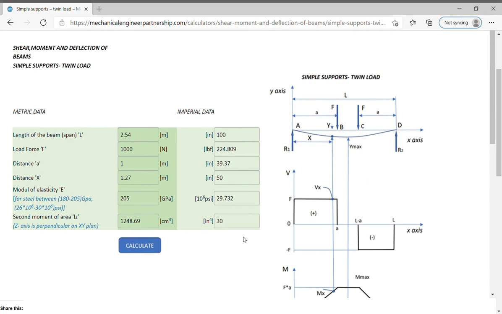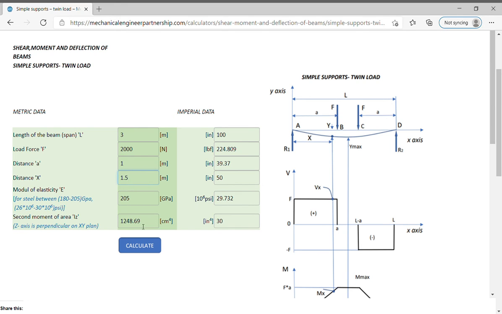Initial data in International System Units on the left side have equivalent data in Imperial System Units on the right, but the two blocks work independently. Let's have an example in metric: 3 meters for the length of the beam, 2000 newtons for F force, a distance 1 meter, and then 1.5 meters for x distance, in the middle of the beam, modulus of elasticity 205 gigapascal, and then the second moment of area.